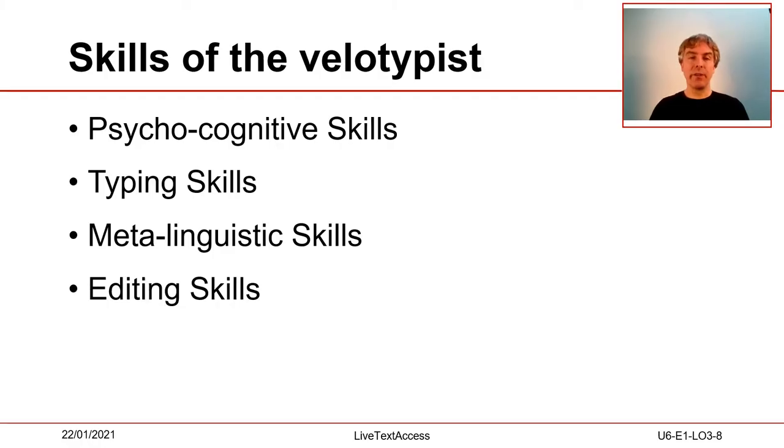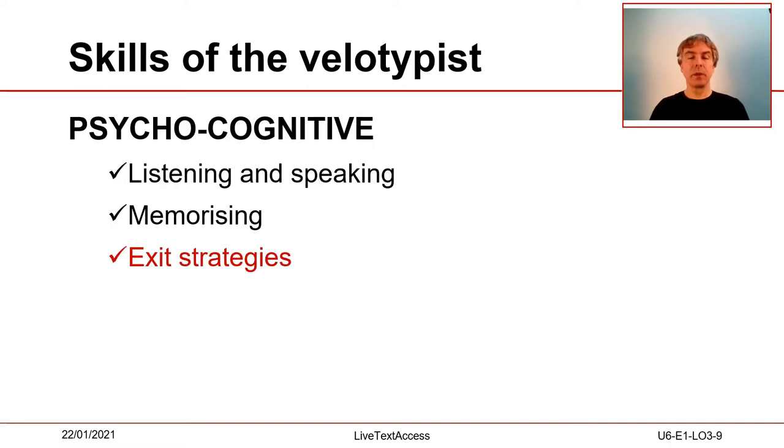As you have seen, a velotypist has to do many things at the same time. In this element, we will deal with the psychocognitive skill of activating exit strategies while velotyping if you realize the speaker is challenging. In particular, for a velotypist to be able and become a professional in the field, he or she has also to apply solutions to problems he or she may encounter when subtitling, due to the fact that he or she is no longer capable of providing the service as required.